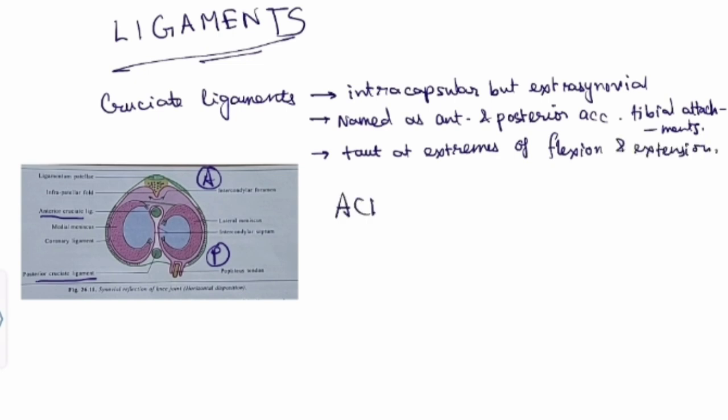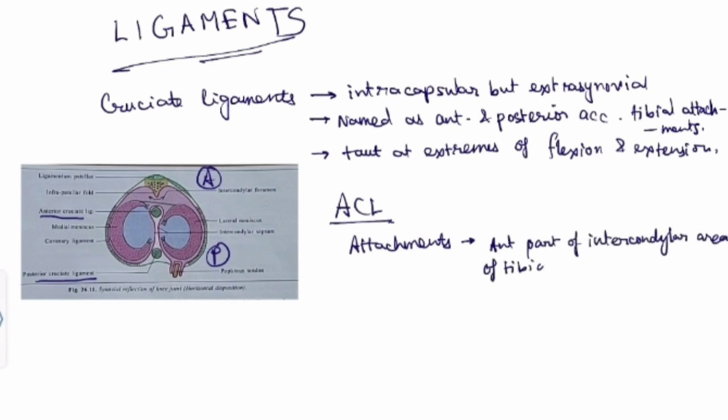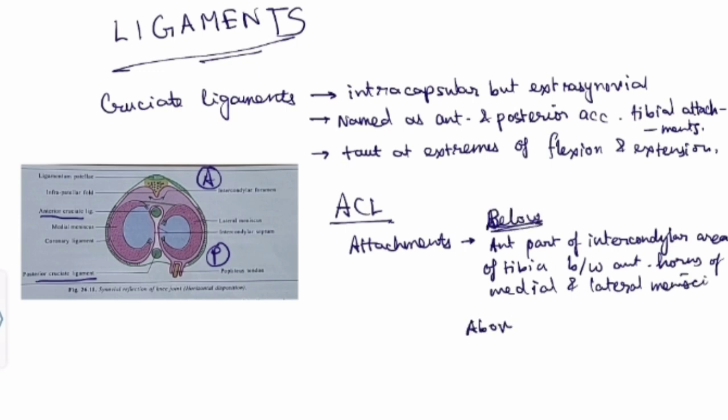So anterior cruciate ligament first. Attachments. Anterior part of intercondylar area of tibia between anterior horns of medial and lateral menisci. This is the tibial attachment. Now the femoral attachment. Posterior part of medial surface of lateral condyle of femur.